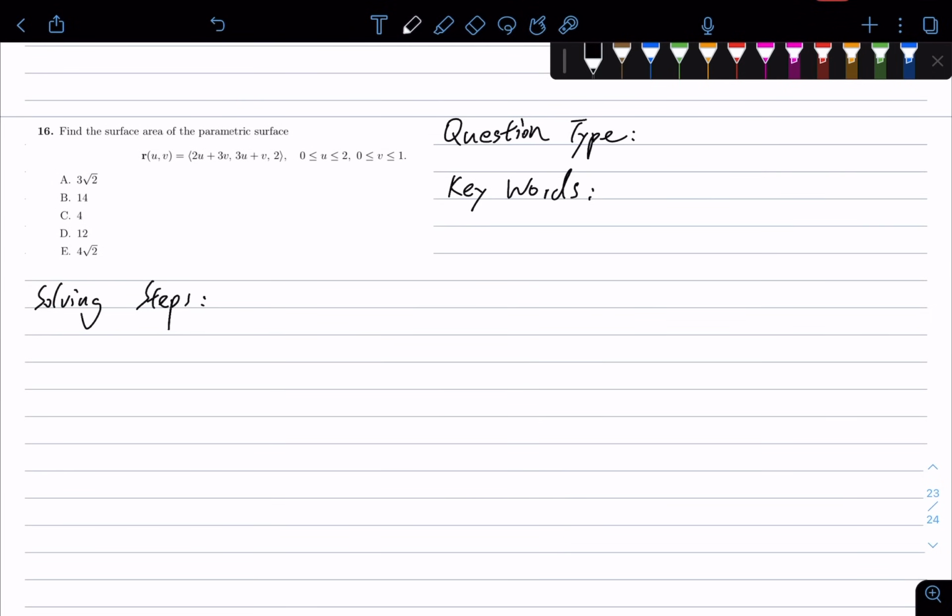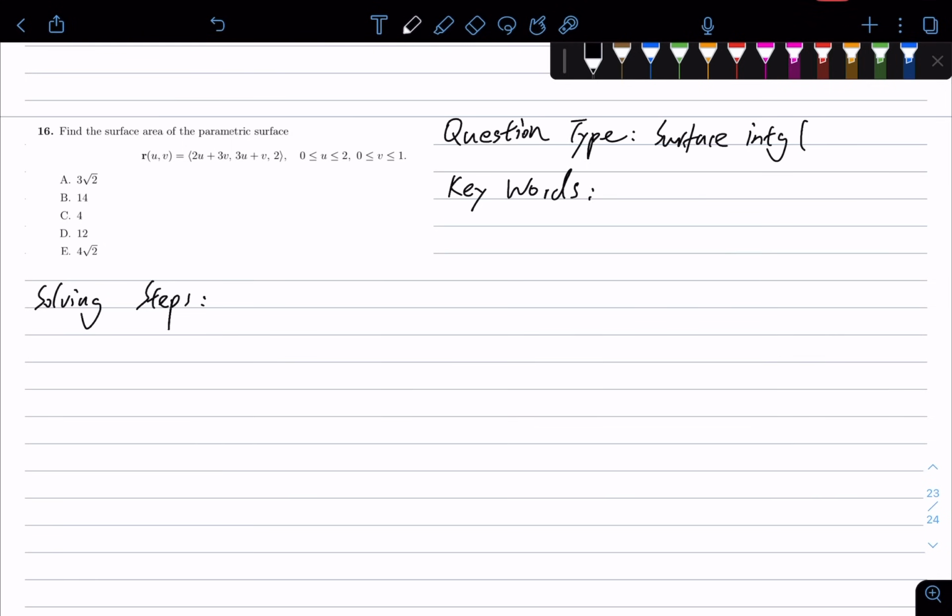Question number 16. Find the surface area of the parametric surface, right? So I think everybody agrees that this is a surface integral problem, but again, like the line integral problem, there are two different types of surface integrals, right? Is this a scalar field or a vector field?